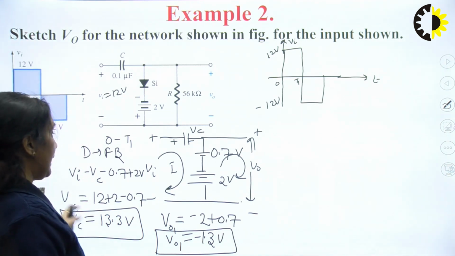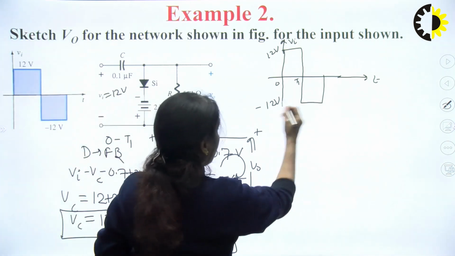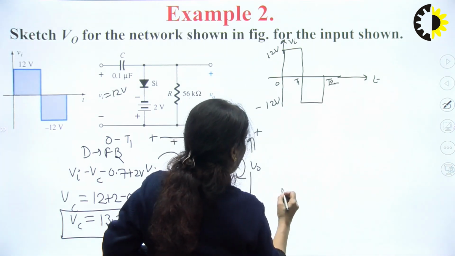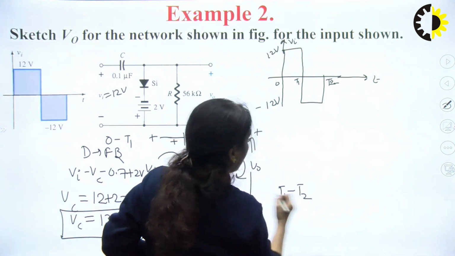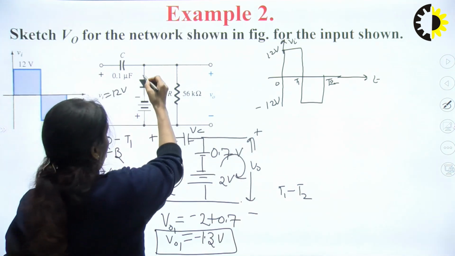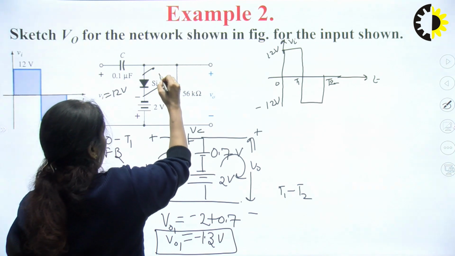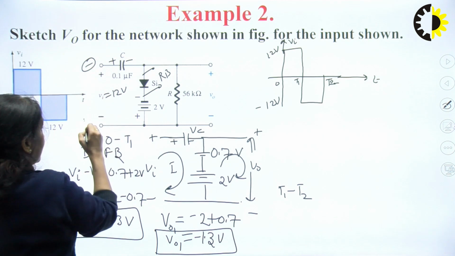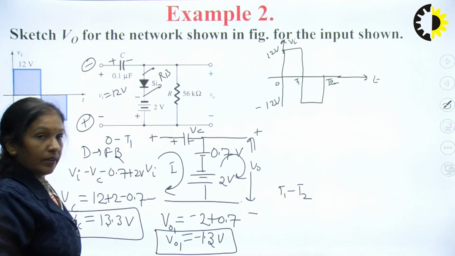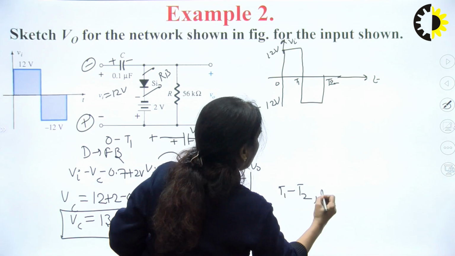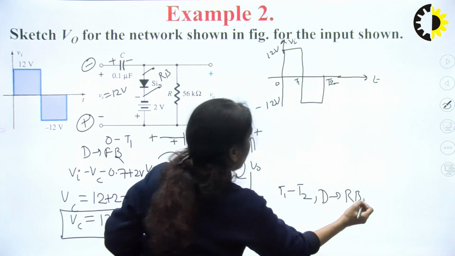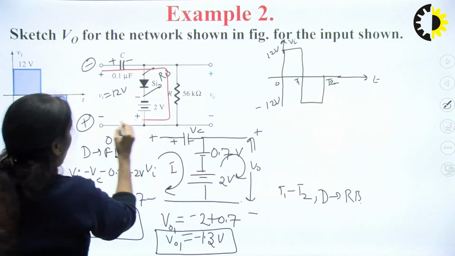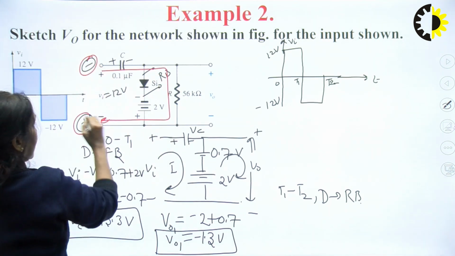Now, coming for the next half cycle. So, during T1 to T2 time period, my diode will be in a reverse bias condition, because this is plus and minus, and this is minus and this is plus, this will make diode reverse bias. So, diode is in a reverse bias condition, and when your diode is in a reverse bias condition, then this will be the outer loop with this polarity.